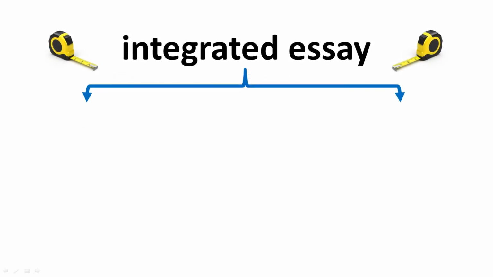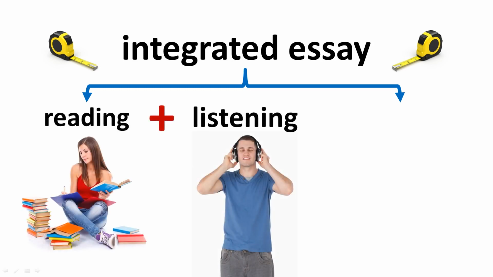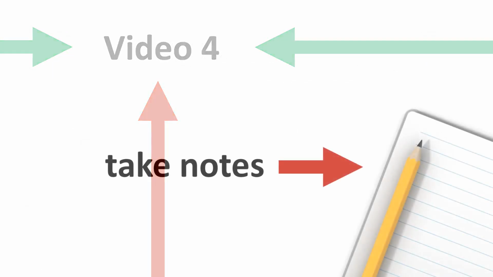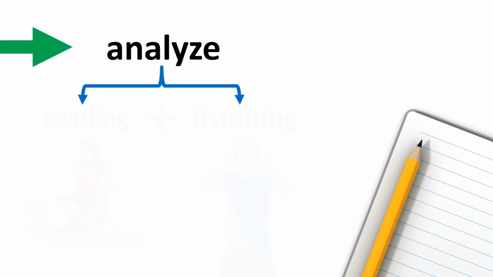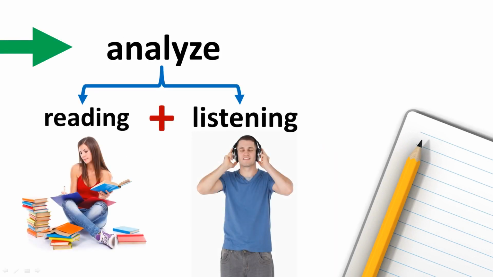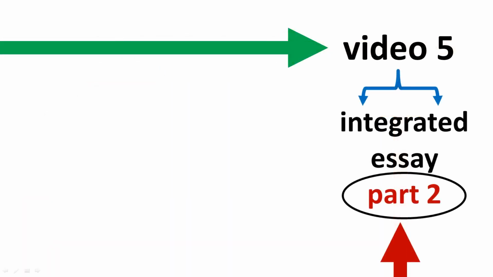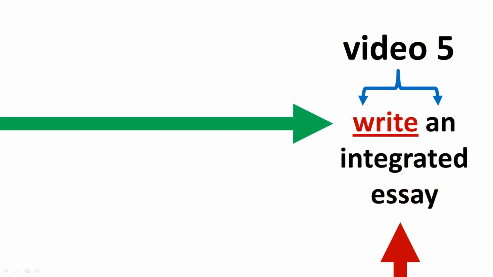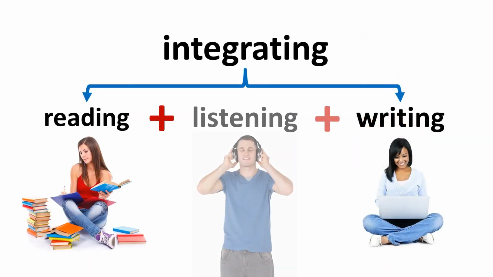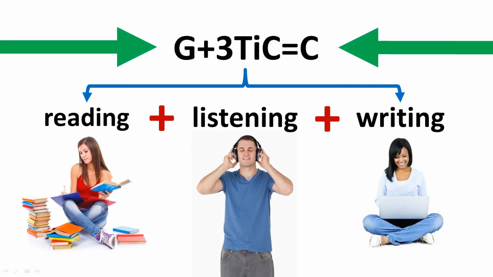The integrated essay measures your ability to integrate 3 tasks: reading, listening, and writing. In this video, Video 4, you will learn how to take notes and learn how to analyze the reading and the listening tasks using the argument map G, 3-tick, C. In the next video, Video 5, Integrated Essay Part 2, you will learn how to write an integrated essay by integrating the reading and listening tasks in Video 4. You will do so using the argument map G, 3-tick, C.